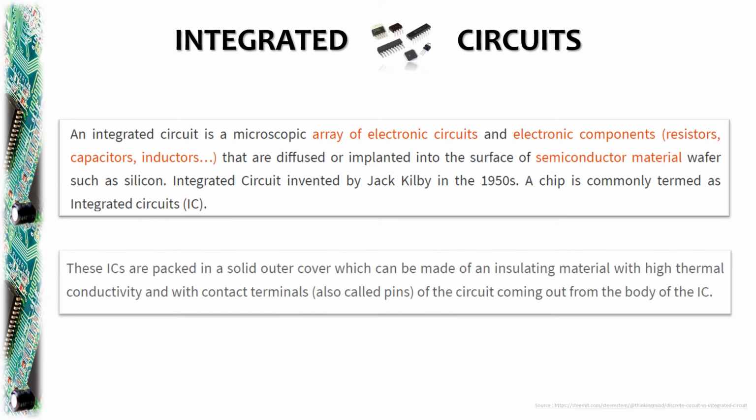And these ICs are packed in a solid outer cover. Now we know this point, that these ICs are packed in a solid outer cover which can be made of an insulating material with high thermal conductivity, and with contact terminals, also called pins of the circuit, coming out from the body of the IC. We can see the pins in the IC coming out from that body, which are actually the medium to transfer the input and output signals. So this is a basic idea of an IC.